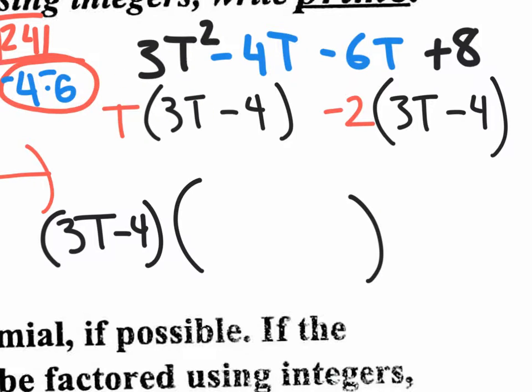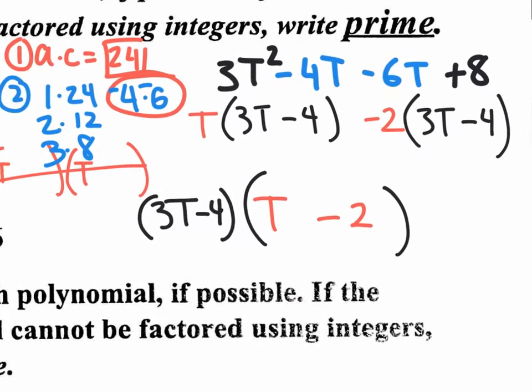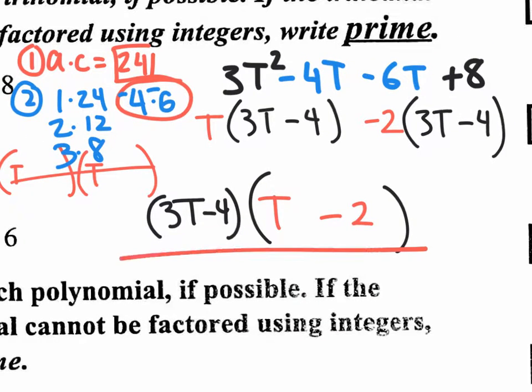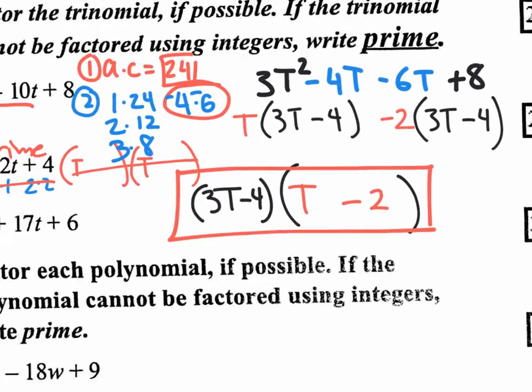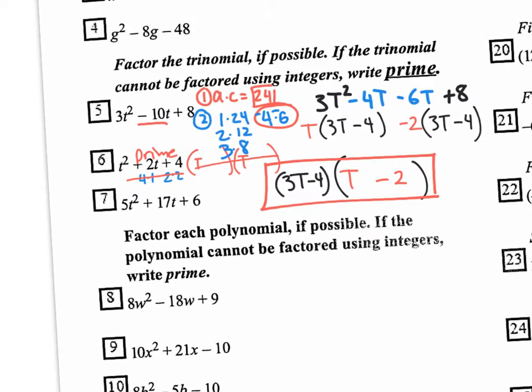Well, if you pulled it out, you're going to have this t left over, and you're also going to have this minus 2 left over. And ladies and gentlemen, we are done. This is our factored form right here. We have 3t minus 4 times t minus 2. That is the factored form of number 5.